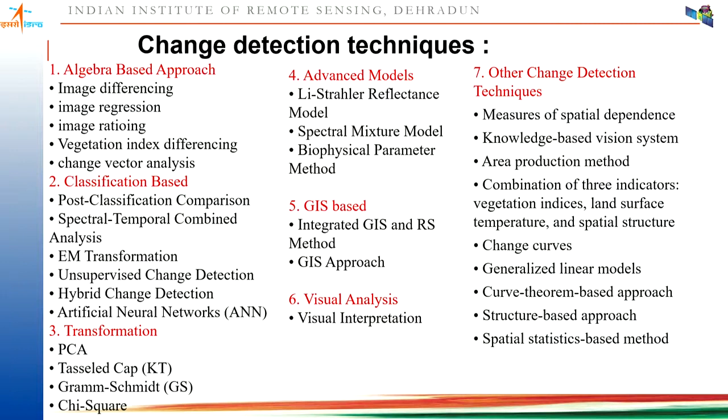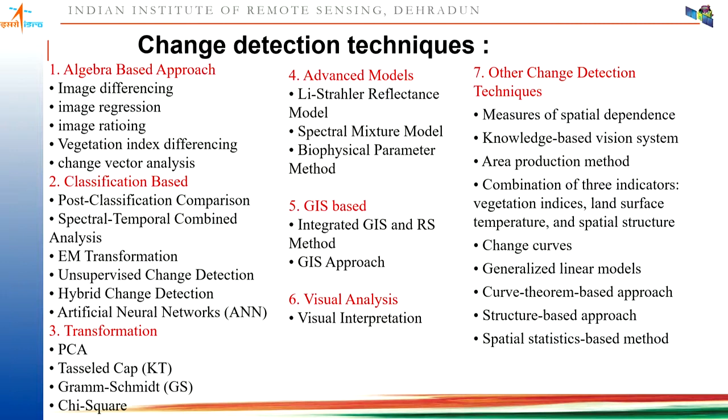We can also use GIS based methods. Some GIS analysis also can be used, in which information from other sources also can be put. Sixth, and the most basic, is visual interpretation. Just look at one image and the second image and see what are the changes.